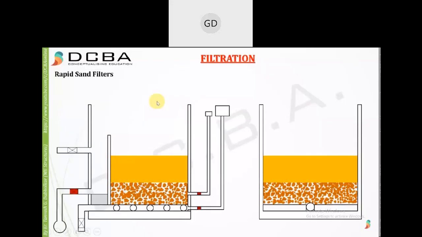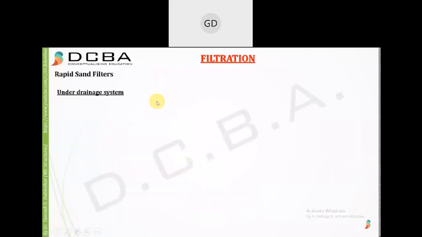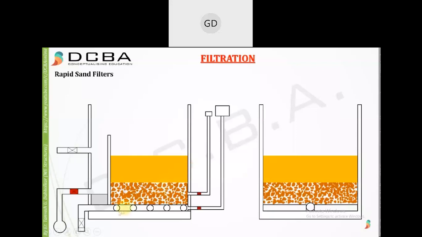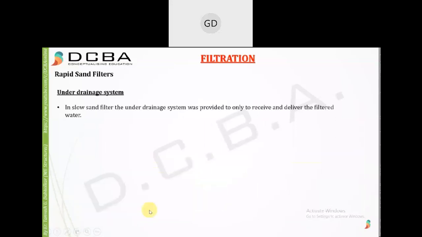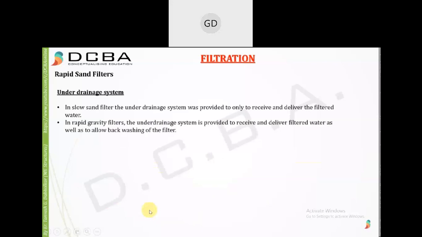Now comes a very important part of rapid sand filters, that is the under drainage system. In the slow sand filter, the under drainage system was provided to only receive the filtered water. This part that you see here, the filtered water used to come and this part used to just receive the filtered water. But in rapid sand filters, apart from receiving the filtered water, the under drainage system is also required to give the backwash water.